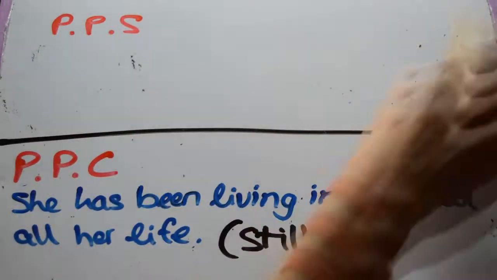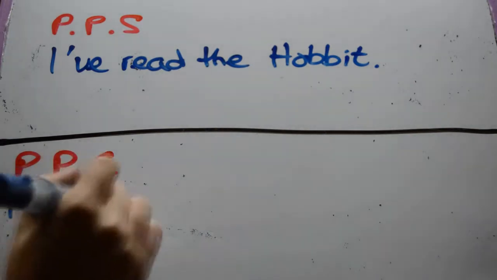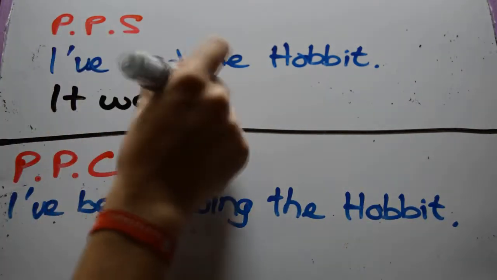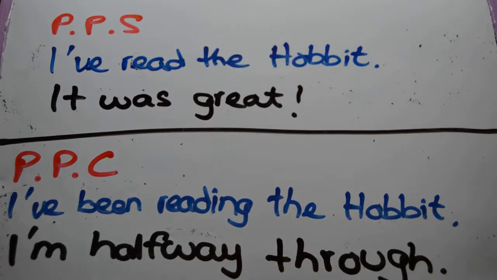Let's see some examples. In the first example, the speaker has already finished reading it. But in the second one, the action is still in progress. We can use yet and already with present perfect simple sentences.